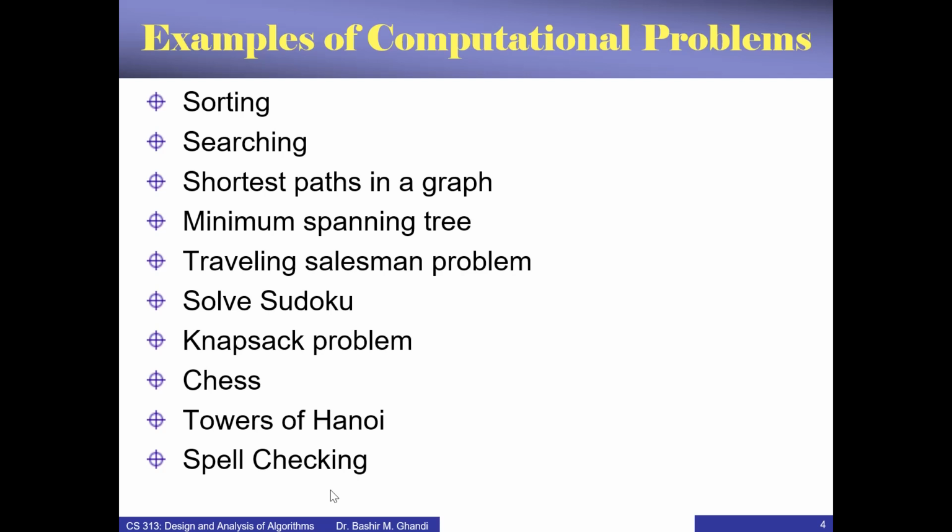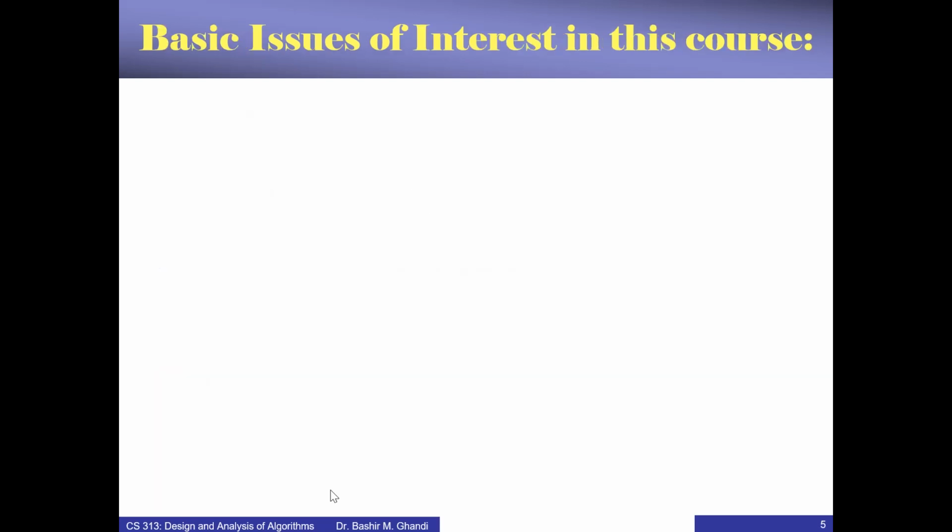And being able to come up with that algorithm as step one, being able to check that the algorithm is correct as step two, and finally being able to check the efficiency of the algorithm both in terms of time and space are the three main things that we are concerned with in this course. Actually, this is what I'm going to say in this slide. What are the basic issues of interest to us in this course?